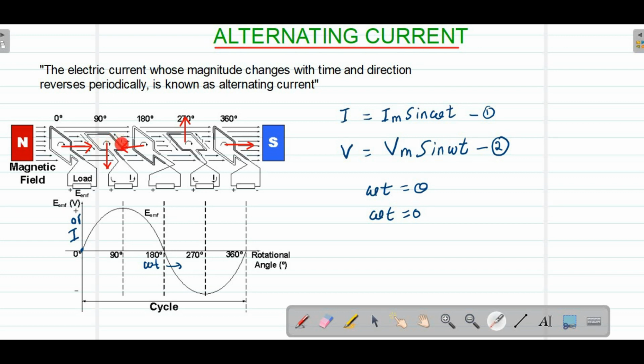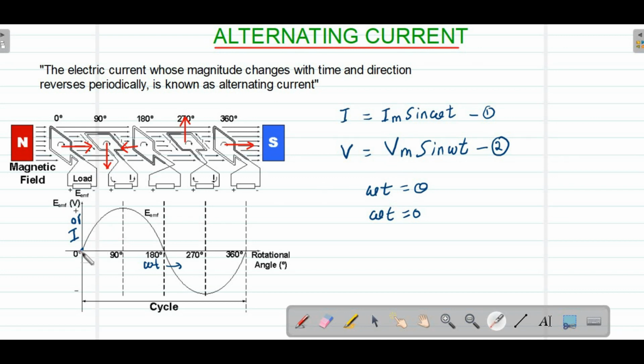When it rotates 90 degrees from the initial position, you can see now the normal is downward, the magnetic field is this way, and the angle omega t is equal to 90 degrees, theta equal to 90 degrees. So in the equation of voltage, if I apply omega t equal to 90 degrees, sin 90 is 1, then V equals Vm. That time the voltage becomes maximum.